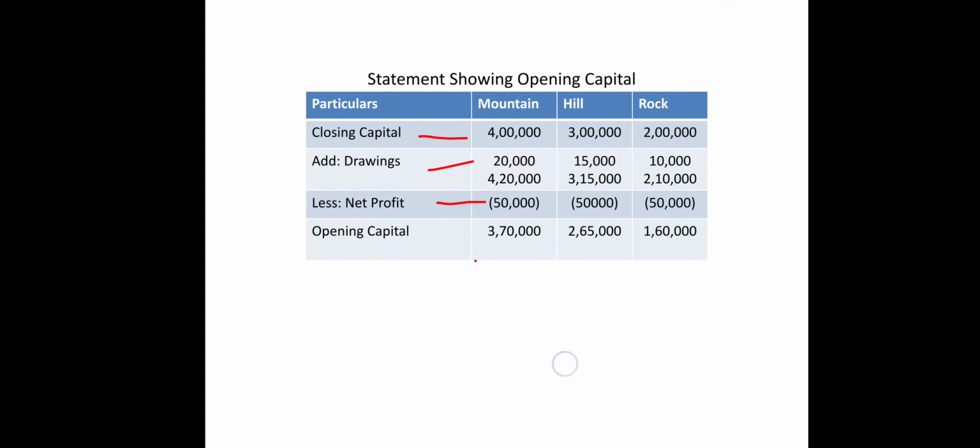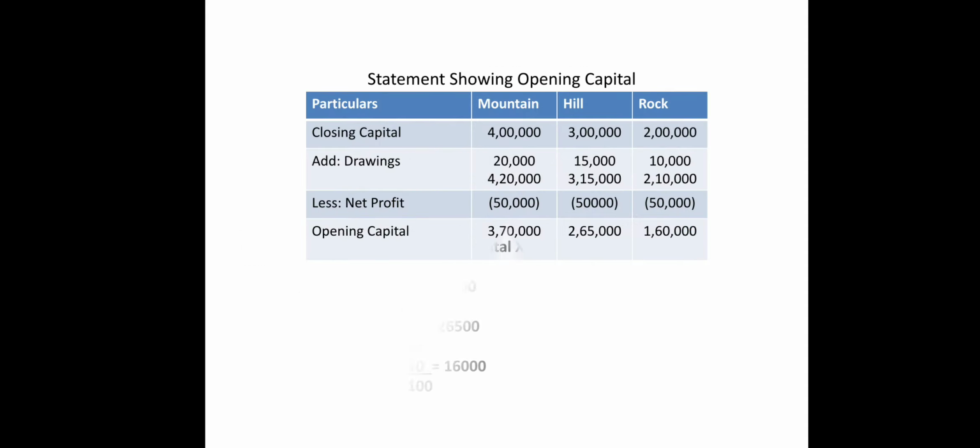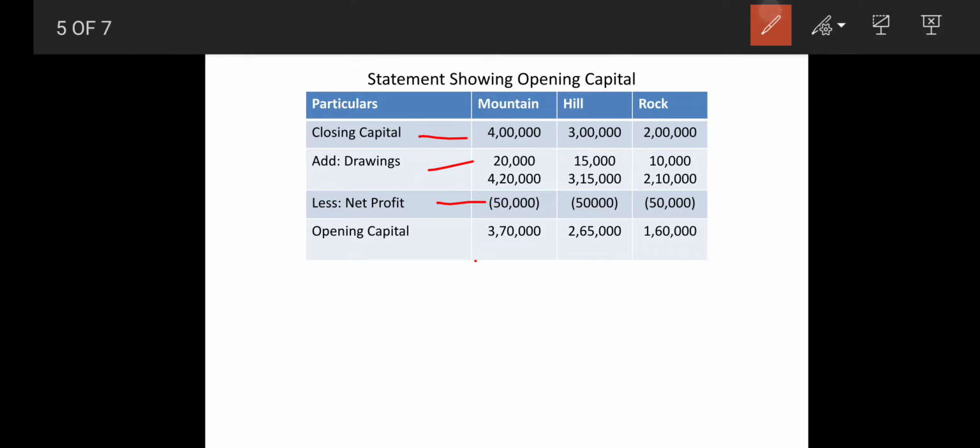So the first thing I have done is transferring the capital. So here 4 lakhs, 3 lakhs and 2 lakhs as closing capital. And one more thing, drawings are given, that is drawings of Mountain 20,000, Hill 15,000 and Rock 10,000. So all is to be transferred first. That is done over here. Have a look. 4 lakhs, 3 lakhs, 2 lakhs respectively, and 20,000, 15,000 and 10,000 respectively. So when we add this, we will get 4 lakh 20,000, 3 lakh 15,000 and 2 lakh 10,000.